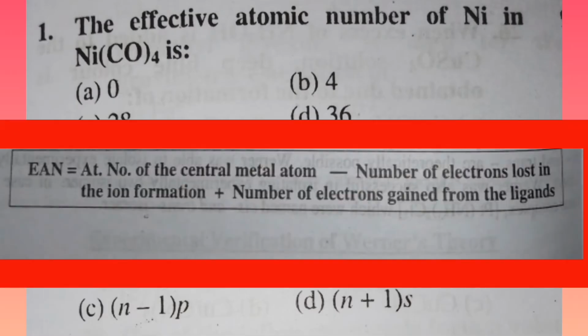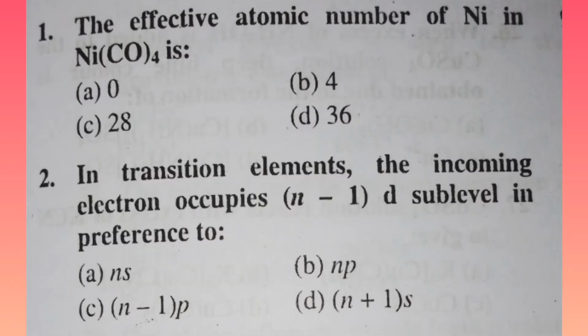इफेक्टिव एटॉमिक नंबर निकालने का जो फॉर्मूला होता है वो ये होता है, और इसकी हेल्प से जब हम निकालेंगे तो ऑप्शन D इज करेक्ट, 36 हमें मिलेगा. नेक्स्ट क्वेश्चन है इन ट्रांजिशन एलिमेंट्स द इनकमिंग इलेक्ट्रॉन्स ऑक्यूपाइज (n-1)d सबसेल इन प्रेफरेंस टू. इन दिस क्वेश्चन ऑप्शन B इज करेक्ट, np.